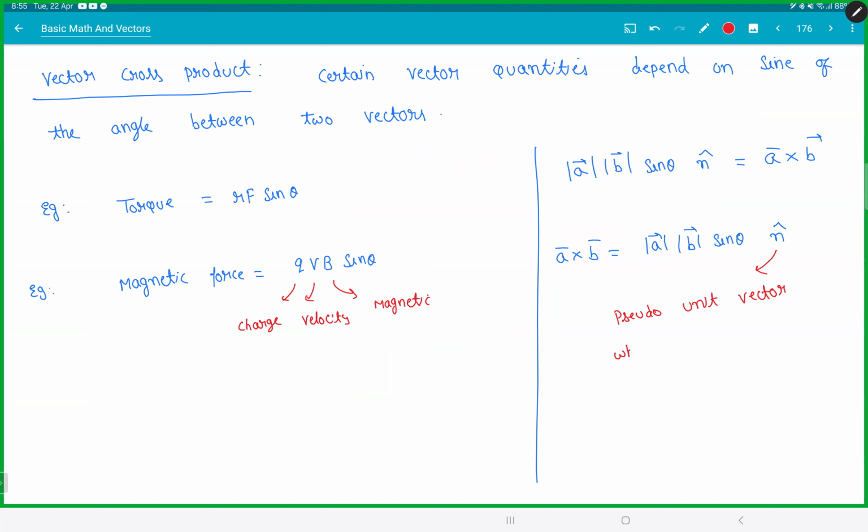We'll talk about that a bit, which is perpendicular to both A bar and B bar. So this vector becomes like this. The torque becomes R bar cross F bar. Magnetic force becomes Q, velocity cross B bar. So you actually remove that sine theta and you put a cross.